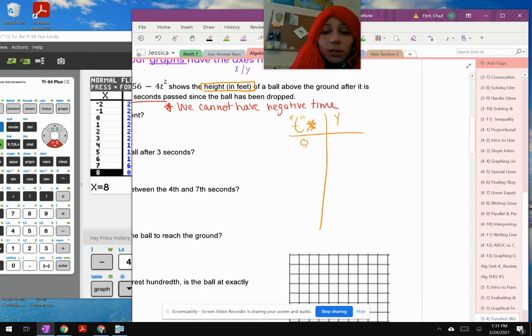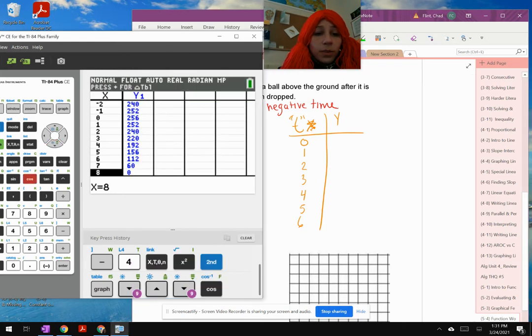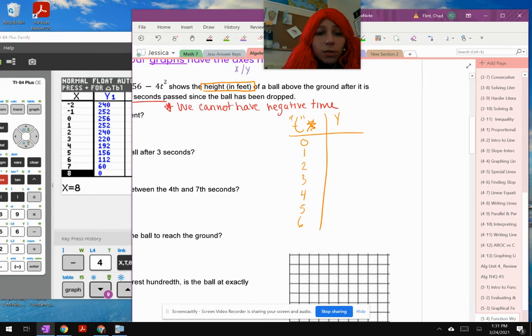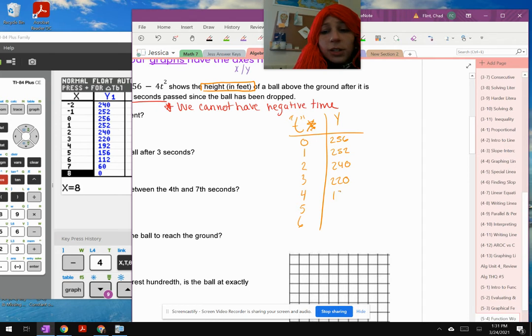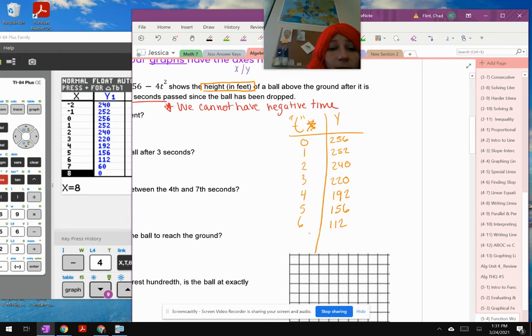All right, so 0, 1, 2, 3, 4, 5, 6. Looks like I'm going to run out of room. So 0 is at 256. 1 is 252. 2 is 240. 3 is 220. And the reason this is going to help us, it's easy to do it now and then just have it to help you later. You'll see.